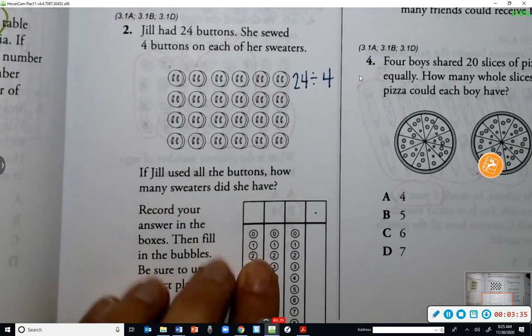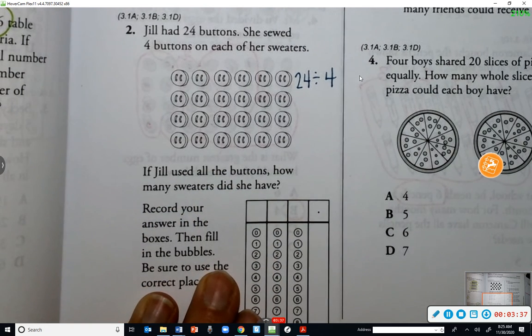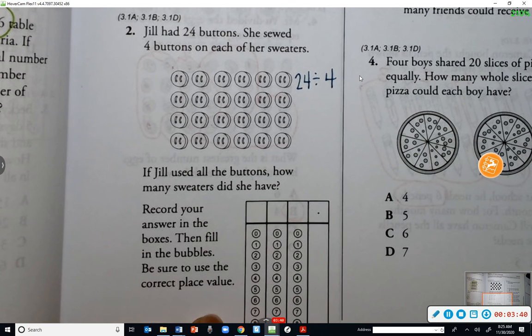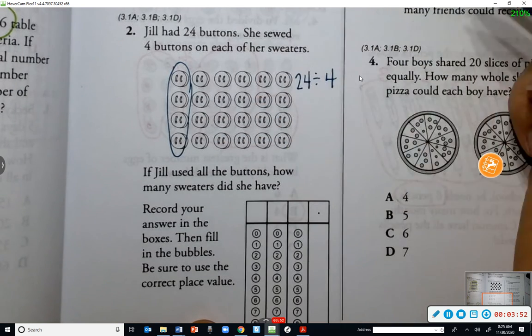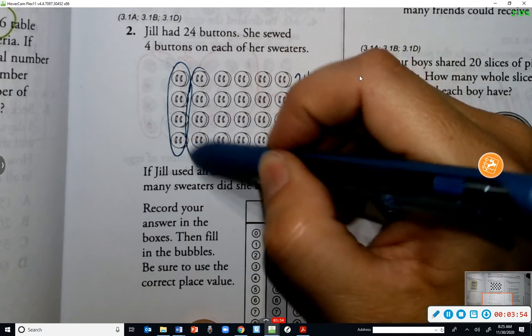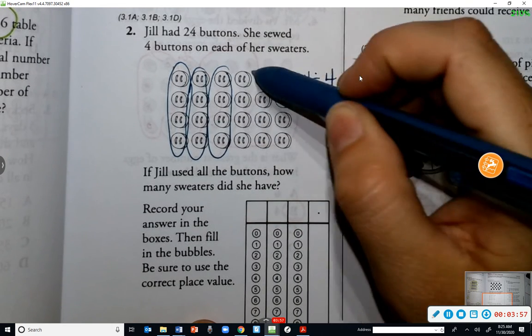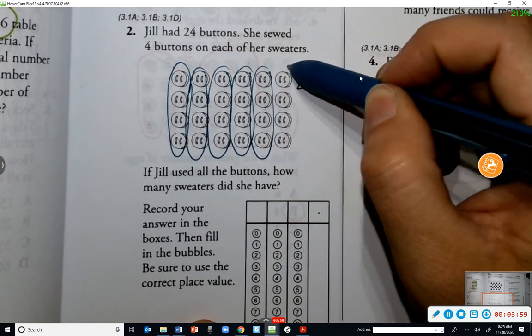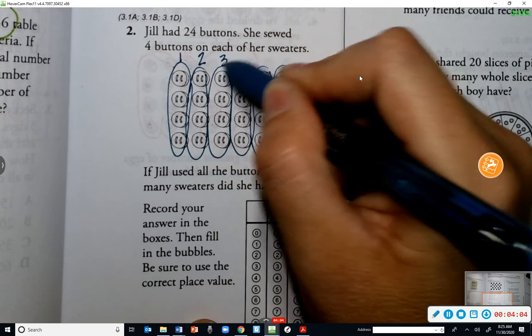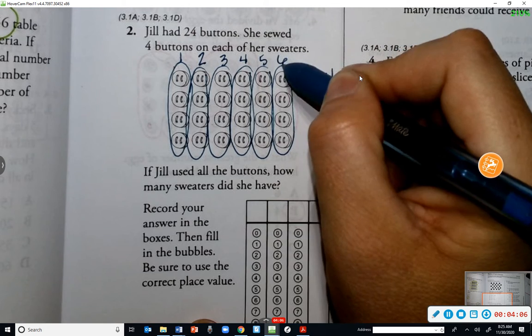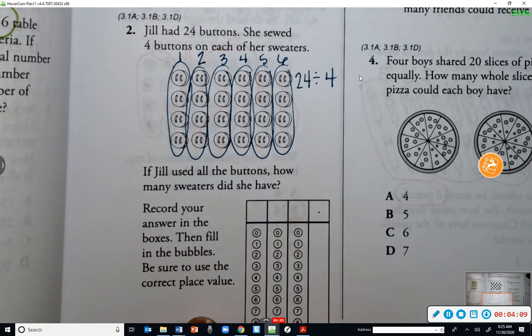Okay. So Allie, what can we do? I circled 4 each, and I circled 6 in all, so she has 6 sweaters because I circled 4 and 6 of all. Good. So I'm circling groups of 4 buttons. 1, 2, 3, 4. Luckily for us, they already have it in 4s. So all I needed to do was count the columns. 1, 2, 3, 4, 5, 6. So 6 goes in these boxes down here.